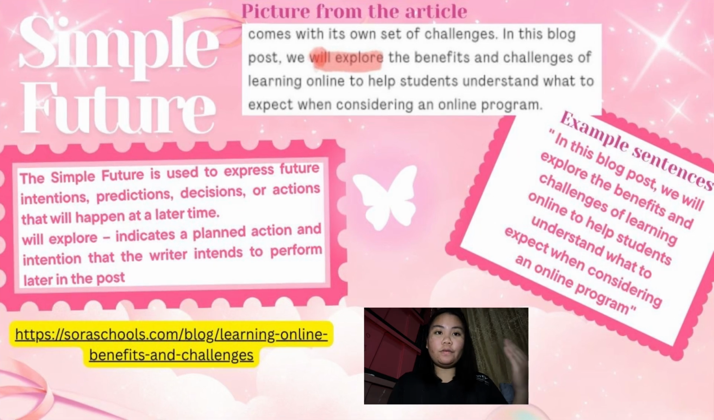First is the simple future. The simple future is used to express future intention, prediction, decision, or an action that will happen at a later time. For example, in this blog post, we will explore the benefits and challenges of learning online to help students understand what to expect when considering an online program. We'll explore indicates a planned action and an intention that the writer intends to perform later in the post.